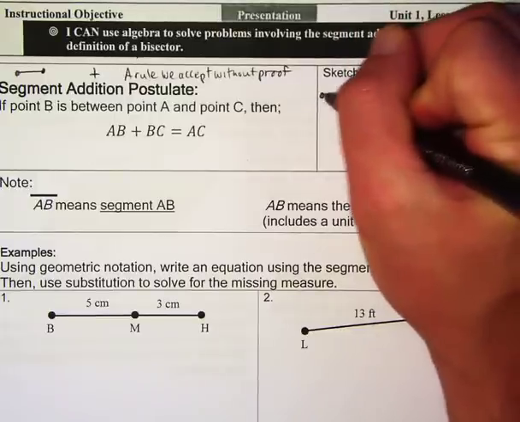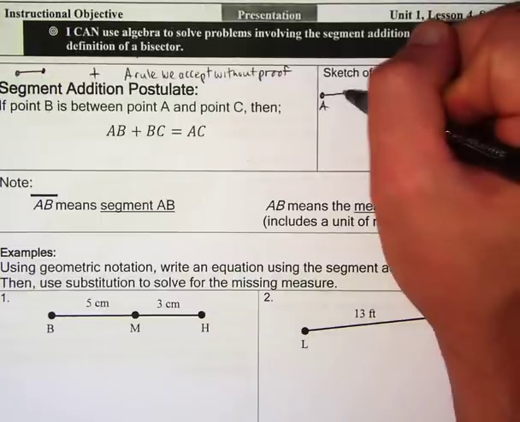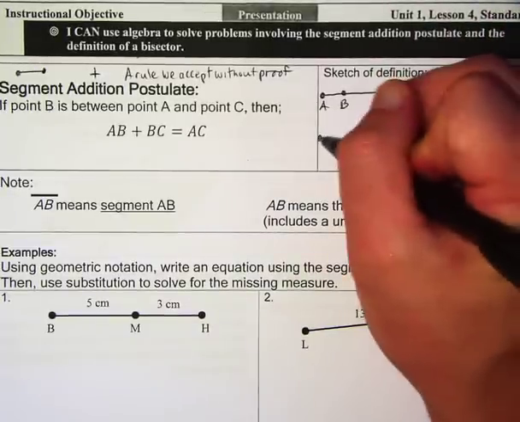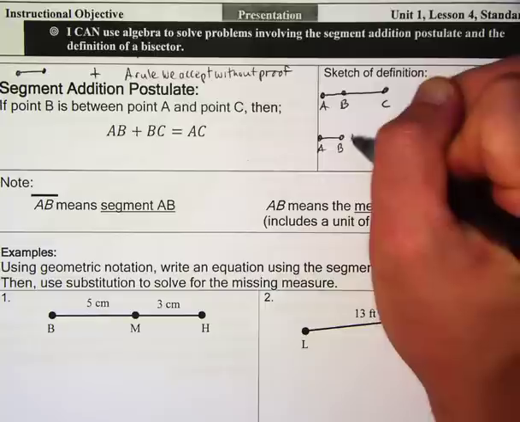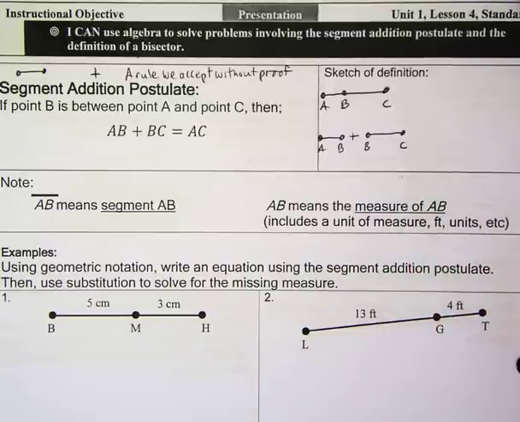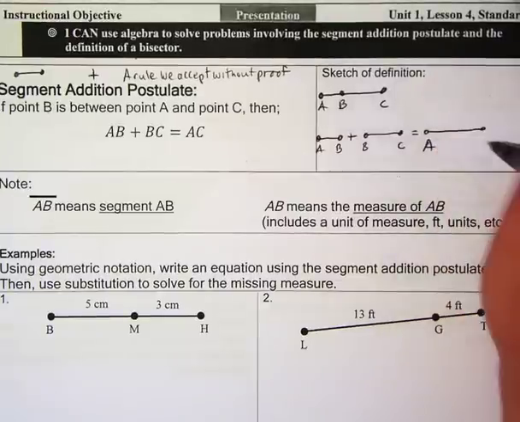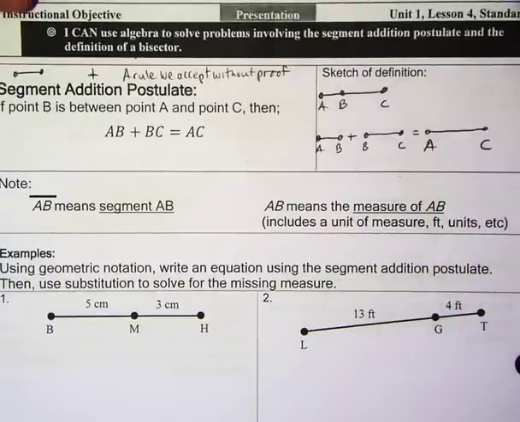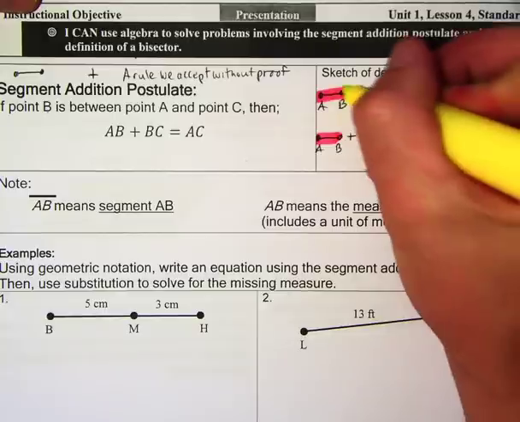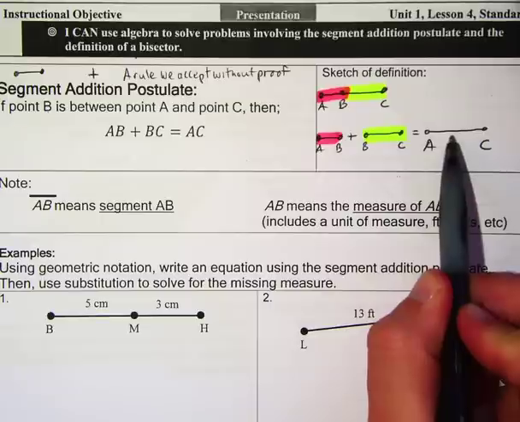So here I'm going to sketch a picture. I'm going to call this A and C. And it said point B is somewhere in between. How about right here? And so what it's trying to say is if you take the distance from A to B and you were to add that to the distance from B to C, what would you get? Well, the distance all the way A to C. So you got this little segment here plus this segment here. It equals the big segment. If you add one piece to another piece, you get a bigger piece.